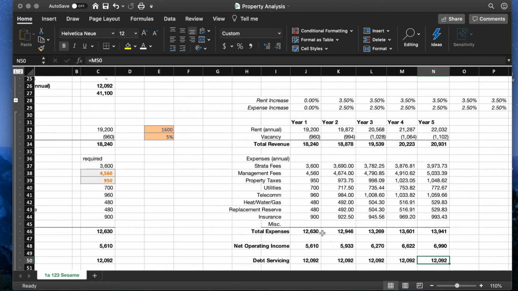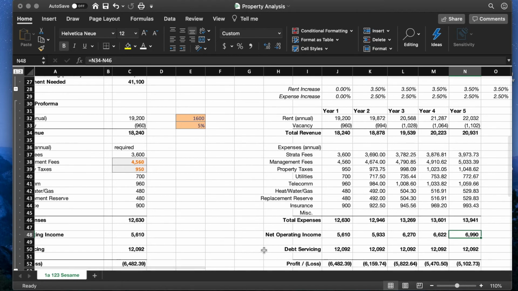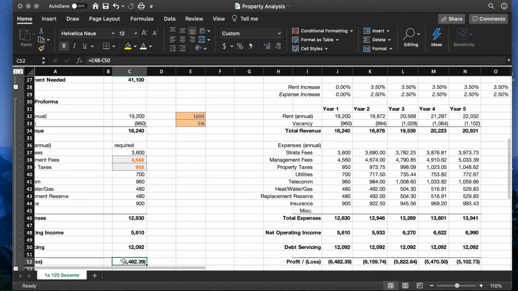Yet our net operating income, so our profit loss, which started off at almost $6,500 in the hole, slowly decreases every single year. We are actually digging ourselves out of that hole as we go. So that's a good thing. We're still not making money at this point. It's actually costing us, even in year 5, $5,000 to actually own this property. But you can see a trend here. And this is a very good thing.